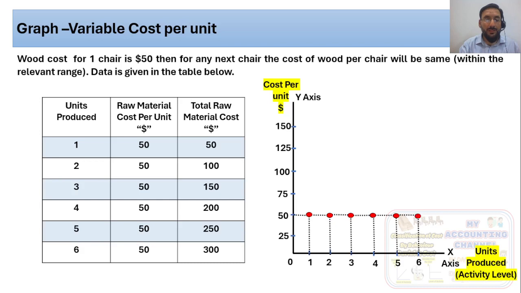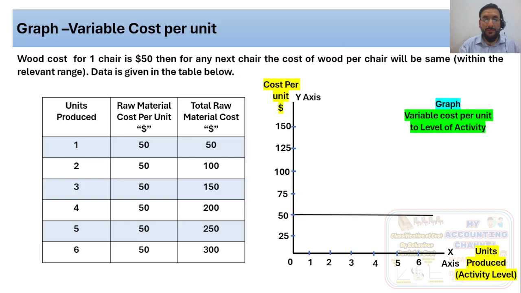So you have seen that from 1 to 6 it's the relevant range. Within the relevant range the variable cost per unit is constant. So the graph is a line parallel to the x-axis. It's variable cost per unit to level of activity.